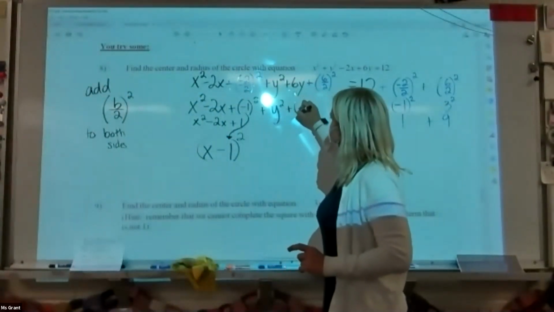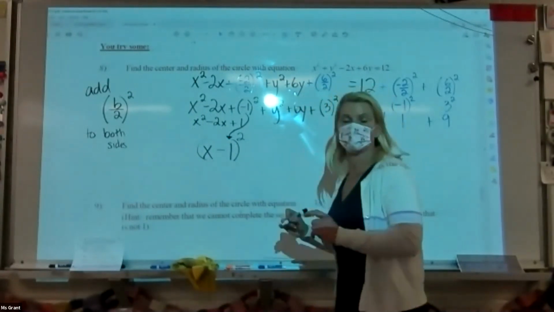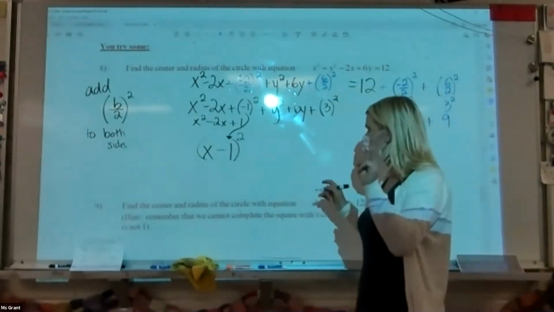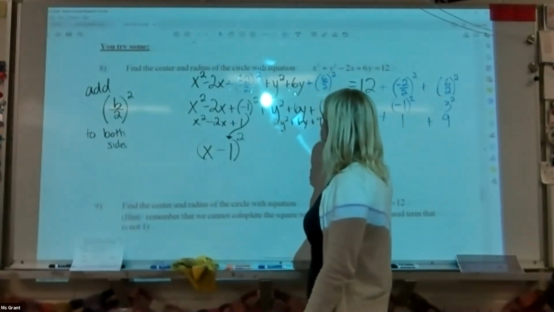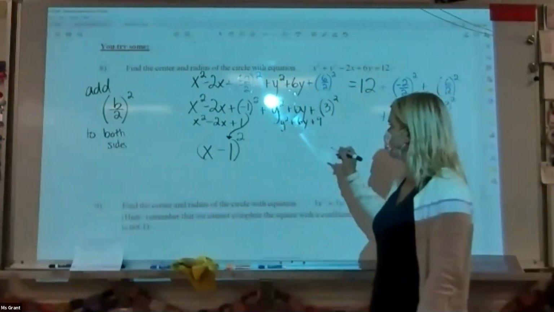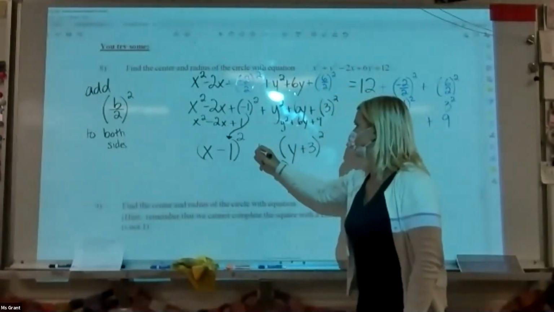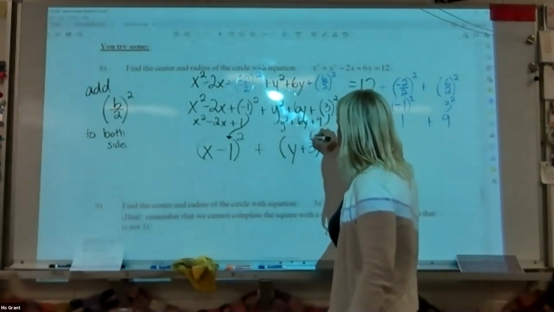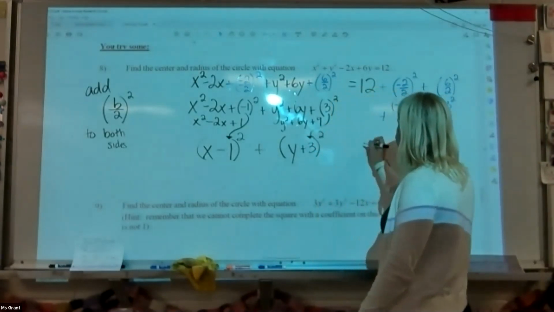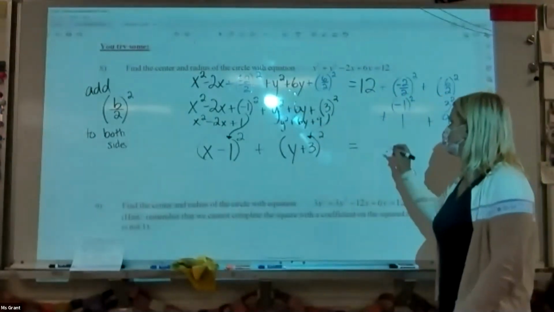Y squared plus 6y plus 3 squared. The 3, here's a trinomial, y squared plus 6y plus 9, but y plus 3 squared is the factored form. So I can draw another little arrow. Equals 12 plus 1 plus 9, 22.